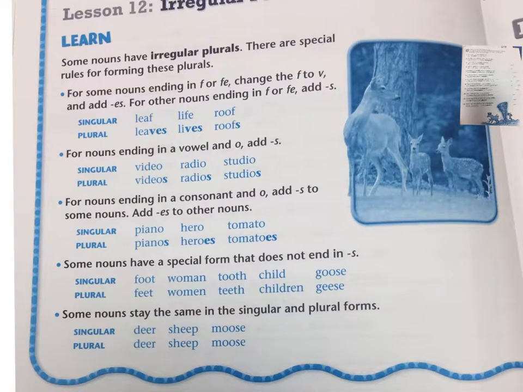We have looked at plural and singular nouns. Today we're going to be looking at the irregular forms of plural nouns. Under the Learn, some nouns have irregular plurals. There are special rules for forming these plurals.